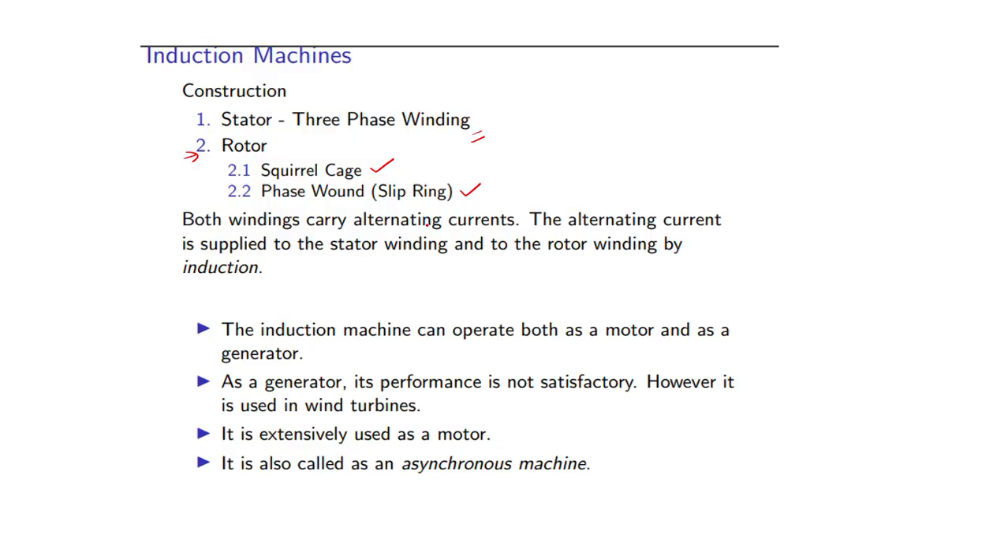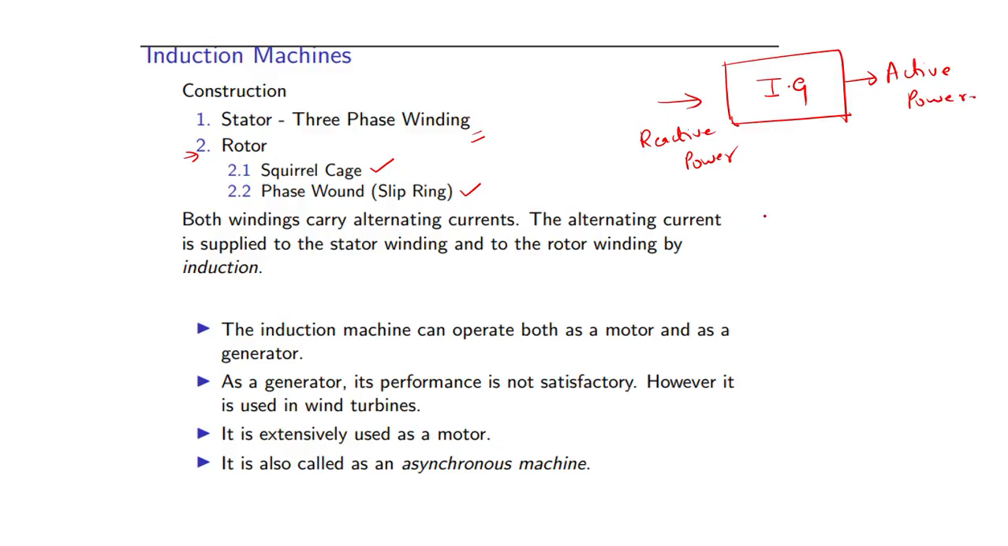Now, an induction machine can operate as both a motor as well as a generator. As a generator, its performance is not satisfactory. Why am I saying this? Because in an induction generator, the problem is that it takes reactive power from the supply and gives active power. That's why we are not using the induction generator. So we are using the induction machine as an induction motor, in 80 to 90% of applications nowadays.